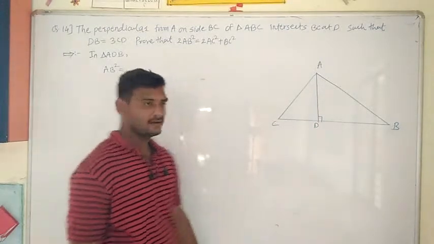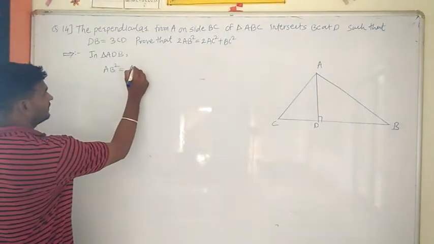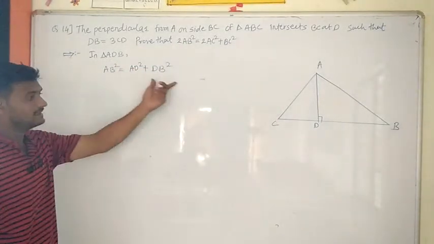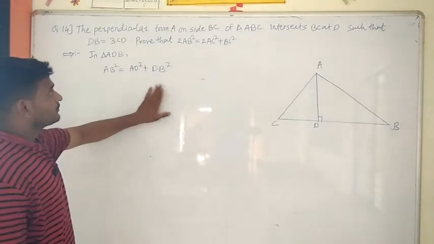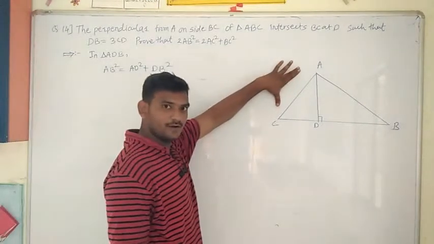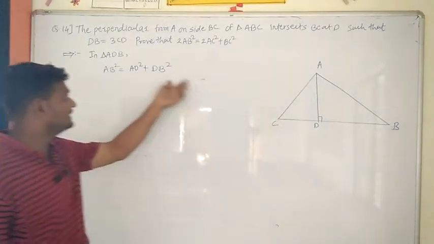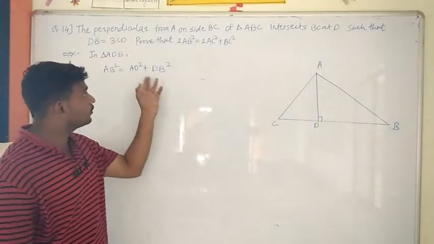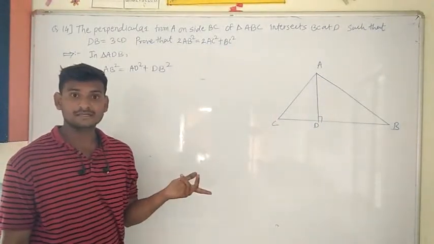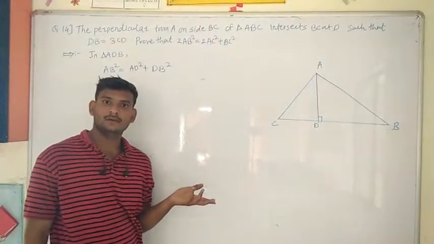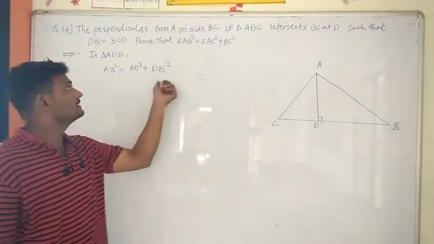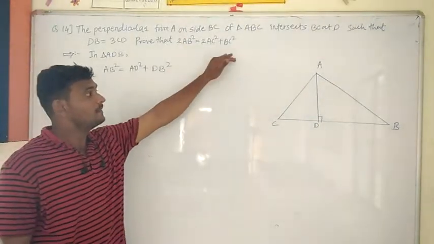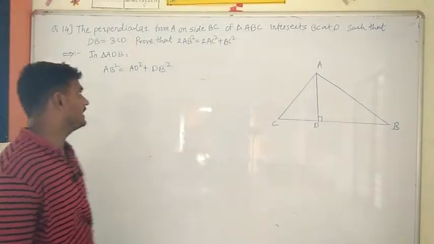AD square plus DB square. Can I write AD square plus DB square? I will write here. And we also want AC square here. First, I will convert this DB in terms of BC. Why do we have to convert this DB in terms of BC? Why is it necessary? Because in the proof there is no DB. Therefore, we have to convert this DB in terms of BC. Let us see how to convert this.